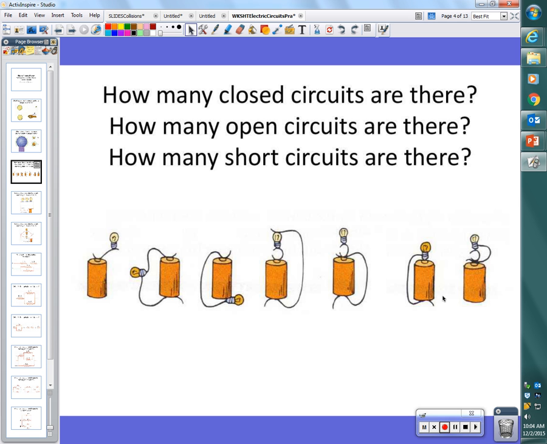A light bulb has a conducting part, the metal part down at the bottom, and the glass part at the top isn't conducting, and then the lines are just wires, right? So those are conductors. So batteries, light bulbs, wires. How many closed, how many open, how many short? Discuss with the person next to you.